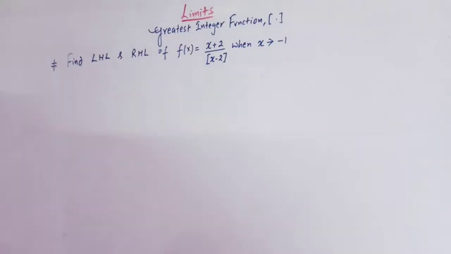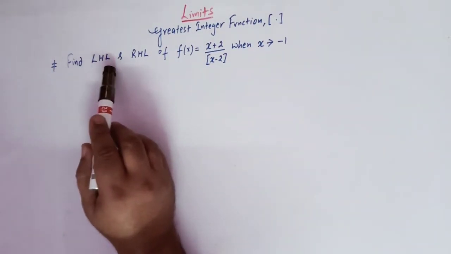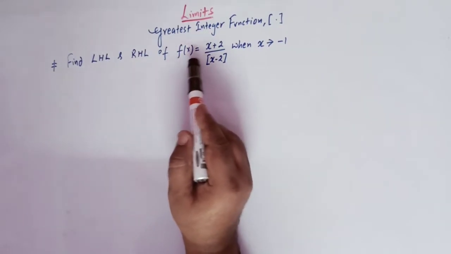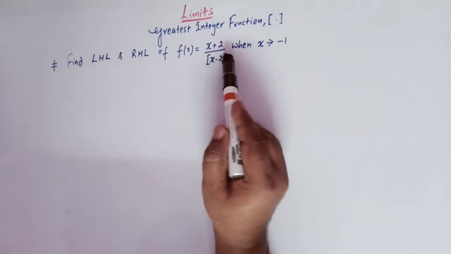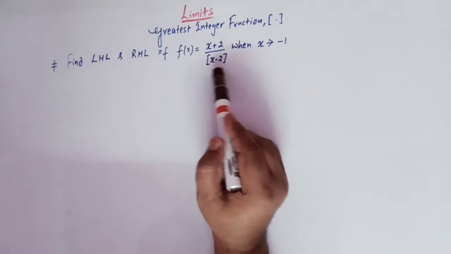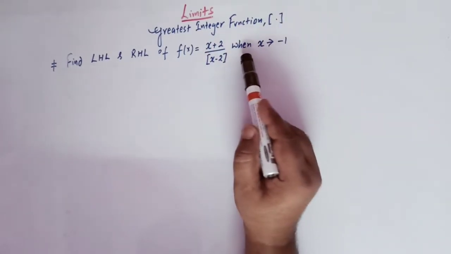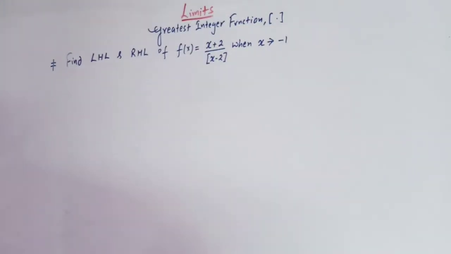Hello viewers, in today's class we are going to discuss an important and conceptual problem from limits. Here we have to find the left hand limit and the right hand limit of this function, that is f of x is equal to (x plus 2) divided by (greatest integer of x minus 2), when x tends to minus 1.